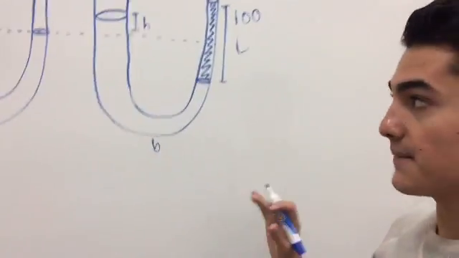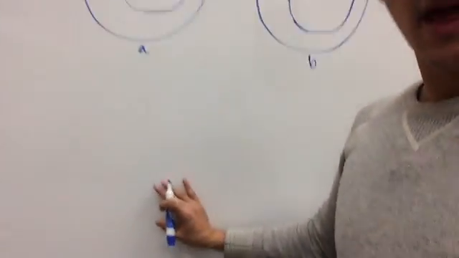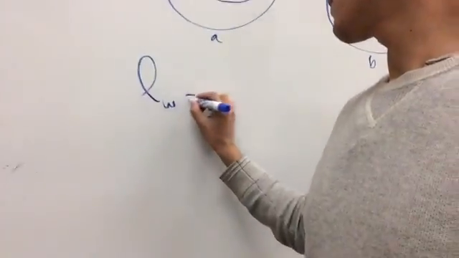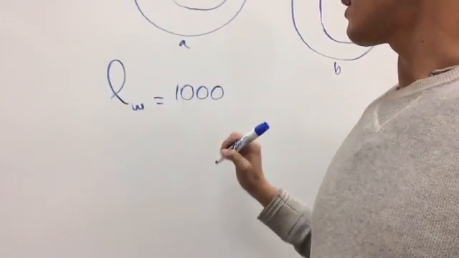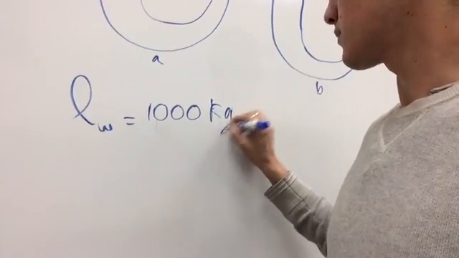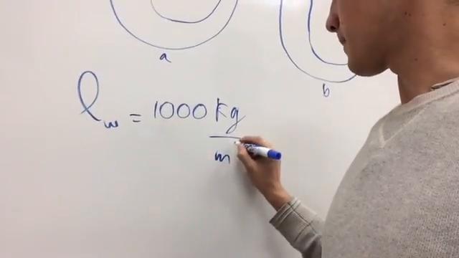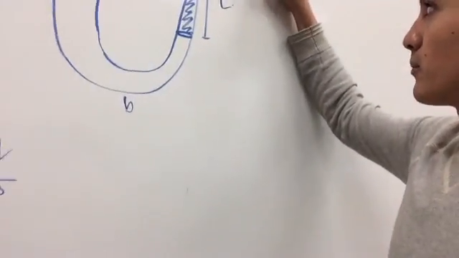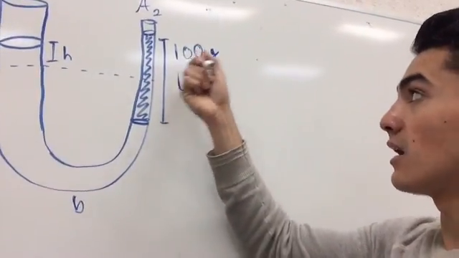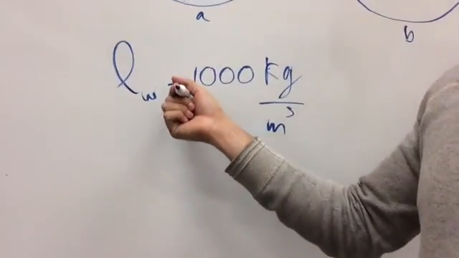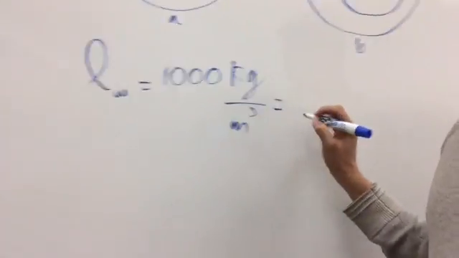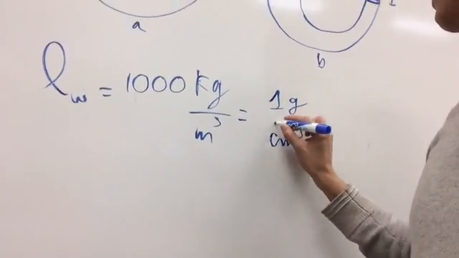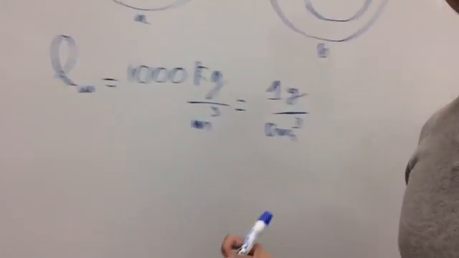Now, for determining it, I'm going to write here that the density of water is equal to 1,000 kilograms per meter cubed. But here the quantity of water poured was 100 grams, so we have to convert this to grams. So we have 1 gram per centimeter cubed, which is equal to the density of water.